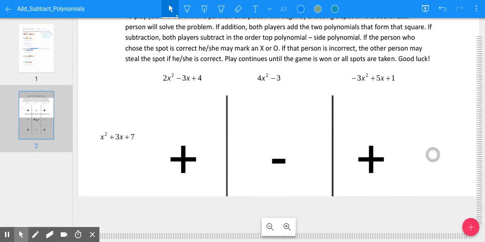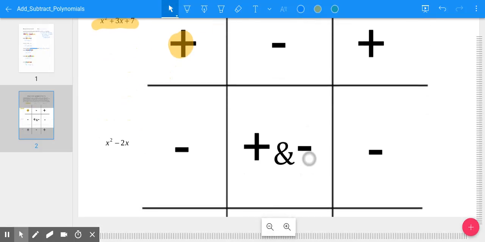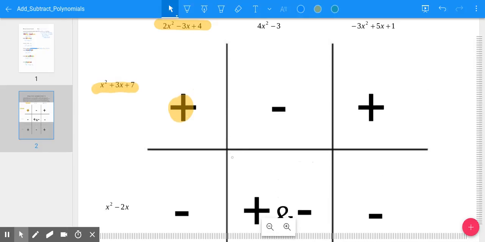So as you can see on the actual board, there's plus signs and minus signs. And basically what that's telling you is what operation you're going to do with the two polynomials creating that square. So if we take a look, if you were to pick this first square, that's a plus. So we're going to take this polynomial plus that polynomial.